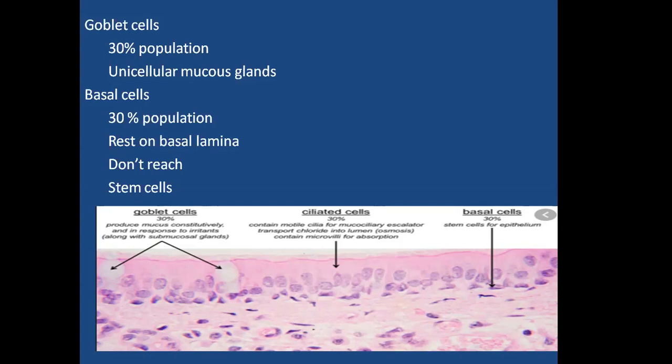The other 30% populated cells are the basal cells. And the basal cells, what do they do? They are the stem cells for the rest of the cells. It means that from the basal cells, the goblet cells are formed, the columnar cells are formed, and the other cells, which we will discuss later on, are formed from the basal cells. Now, these basal cells rest on the basal lamina, but they do not reach the surface.